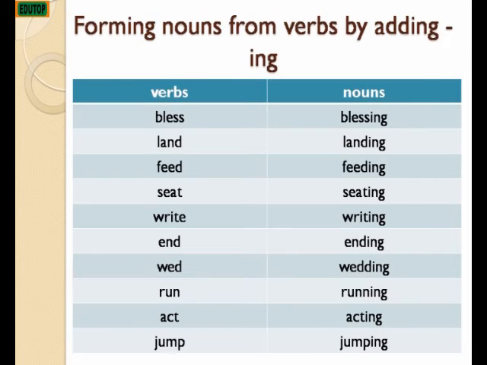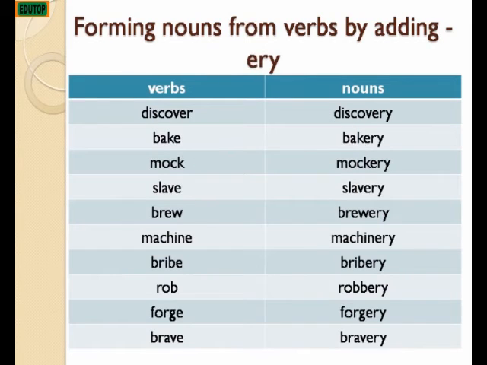Forming nouns from verbs by adding ery. Examples: discover, discovery; bake, bakery; mock, mockery; slave, slavery; brew, brewery; machine, machinery; bribe, bribery; rob, robbery; forge, forgery; brave, bravery, and so on.